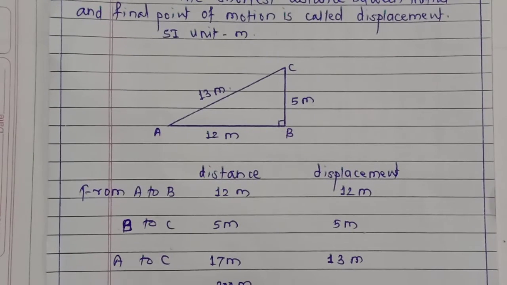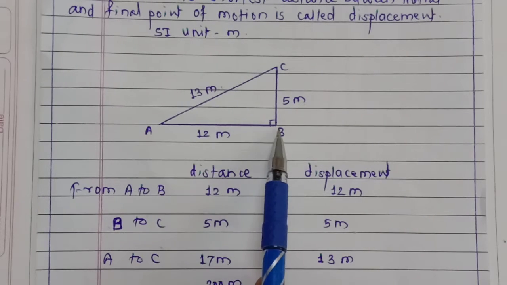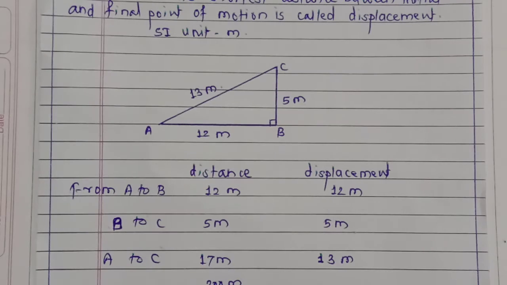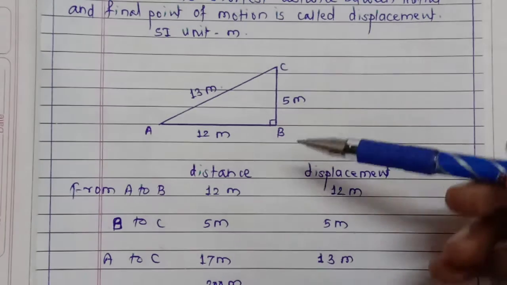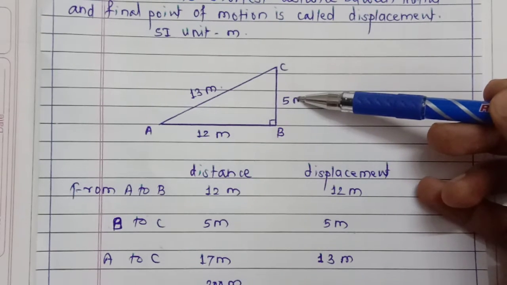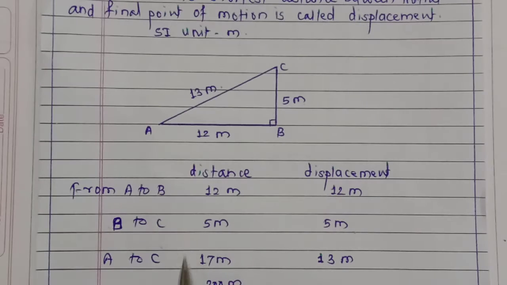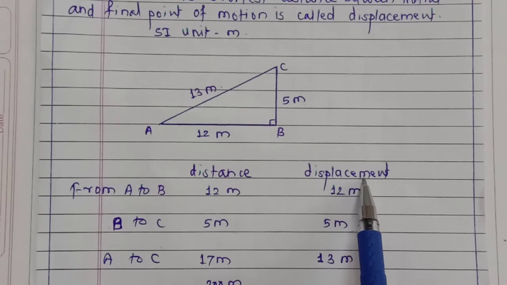Suppose a person starts to move or walk along this path from A to B and then from B to C. The distance from A to B is 12 meters, and the length of the actual path from B to C is 5 meters. Now in this case you need to understand how much is the distance and how much is the displacement.